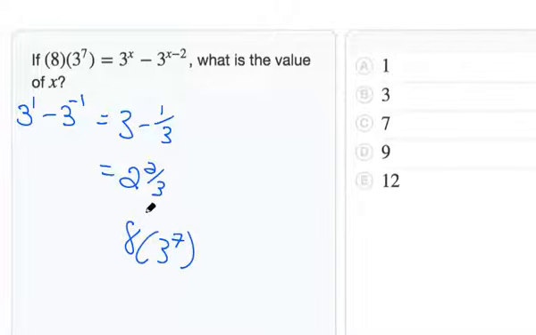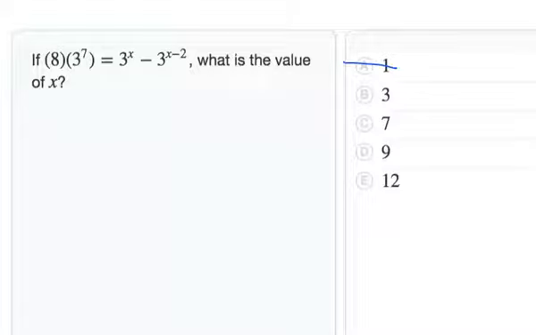2 and 2/3 is going to be much less than 8 times 3 to the 7th. Even just looking at 8 is much bigger than 2 and 2/3 alone. So if we multiply it by 3 to the 7th, it's definitely going to be a lot larger. So we can go ahead and actually rule this answer choice out. And let's move on to the next one.